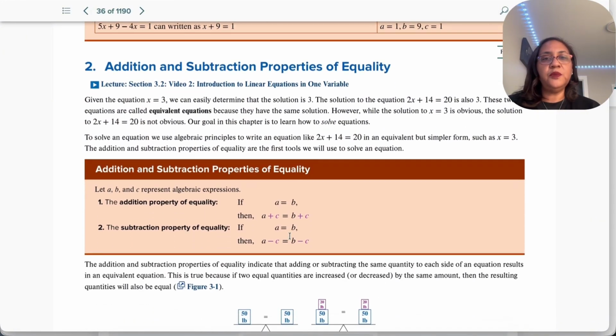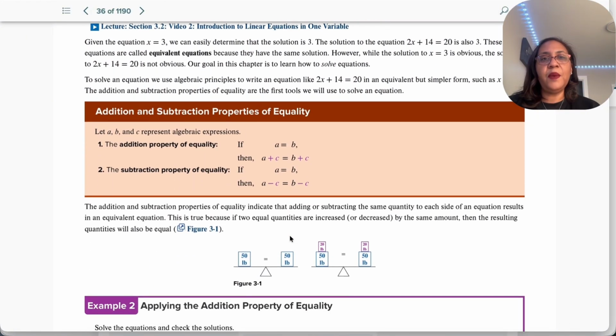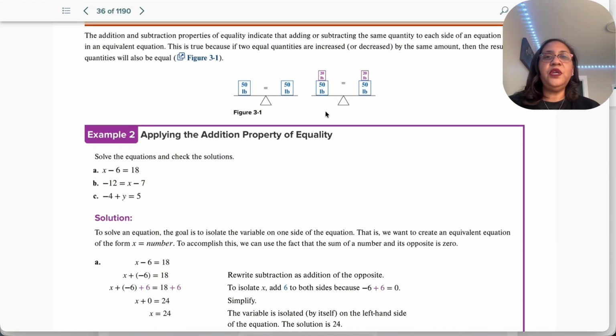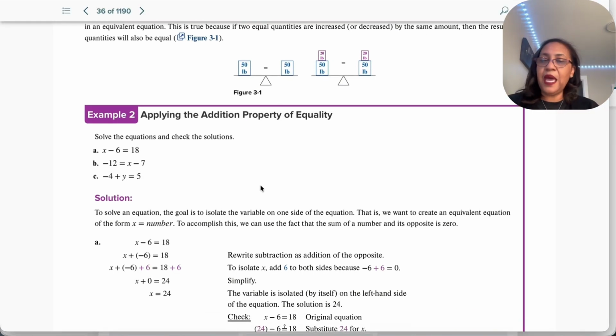And then go through these properties of equality again. Remember that these represent numbers. Okay. So it says if A equals B, then A plus C equals B plus C, and so on. And then they have an example here showing how you have to balance equations. They have to be balanced.